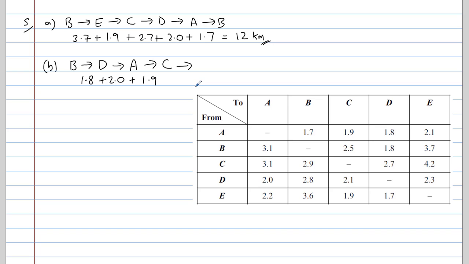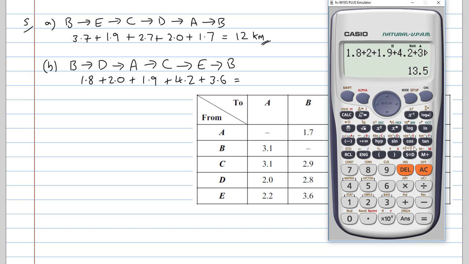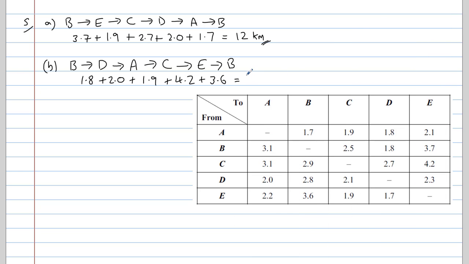From C, the only place we haven't been yet is E. So we need to go to E, even though it's the largest at 4.2. And finally, we need to go back to the start, which is B. So E to B is plus 3.6. And that gives us 13.5.